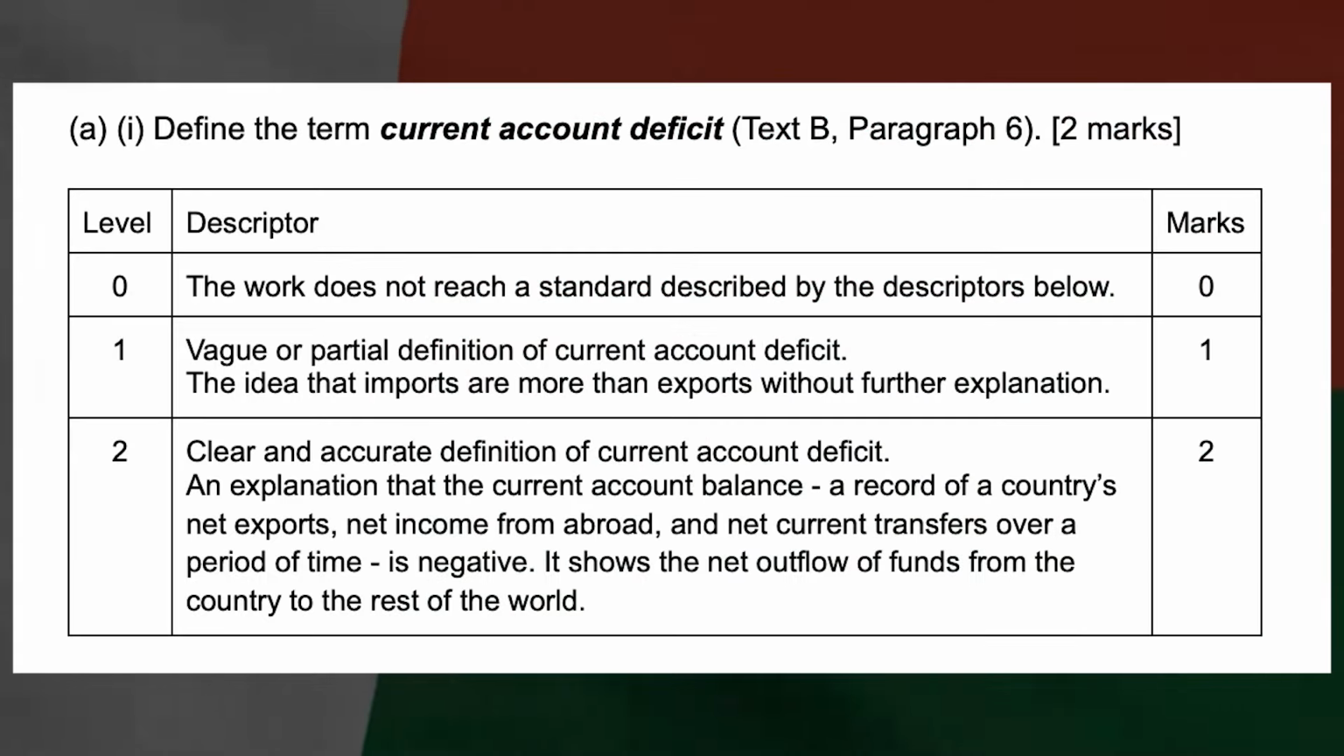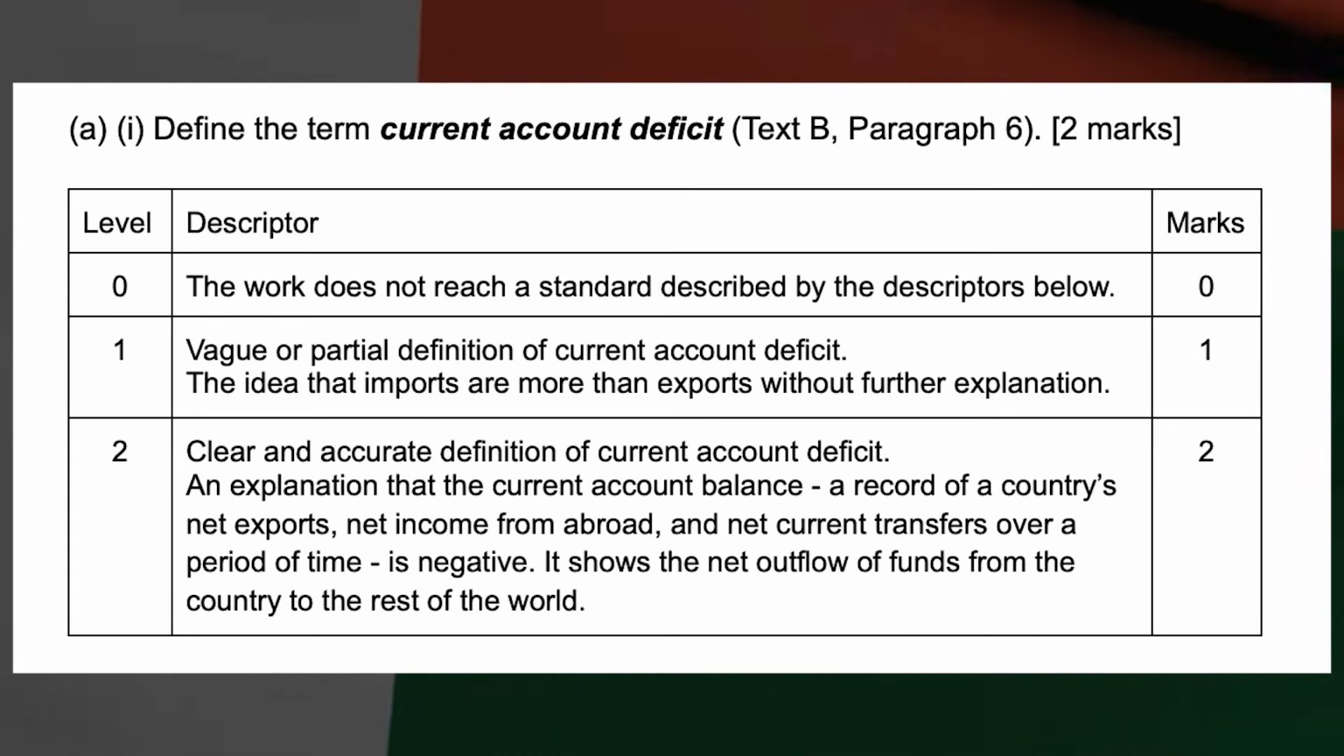Level 1. A vague or partial definition of current account deficit. The idea that imports are more than exports without further explanation. 1 mark. Level 2. A clear and accurate definition of current account deficit.